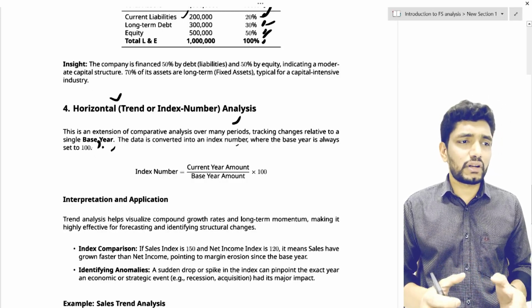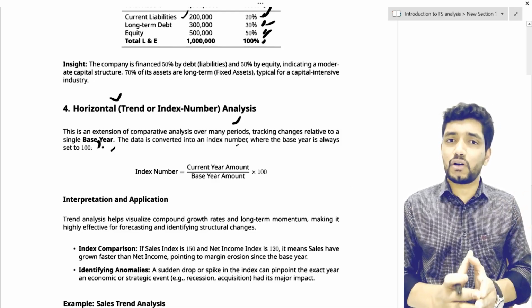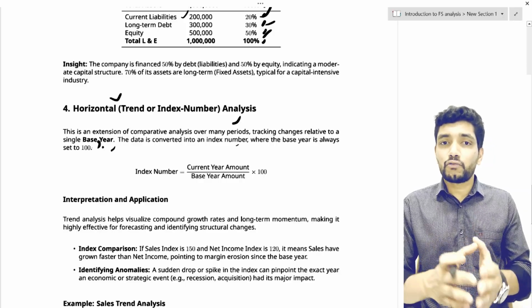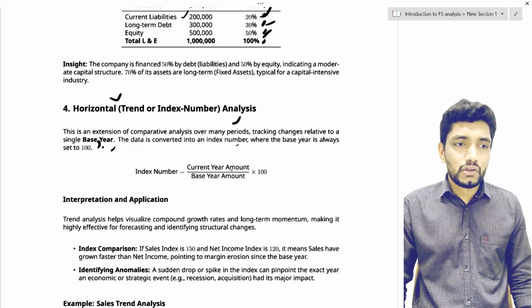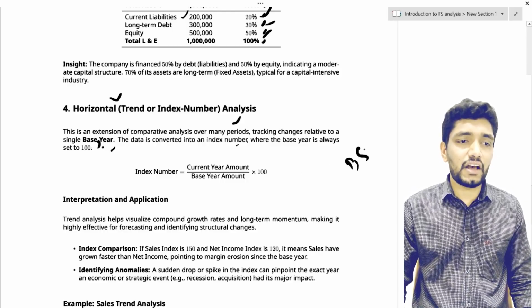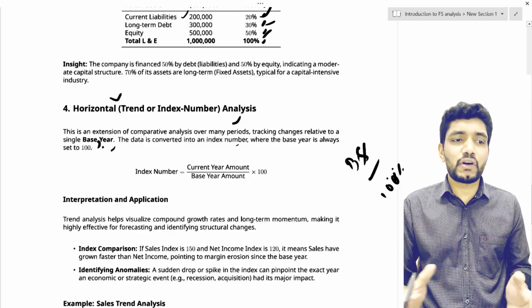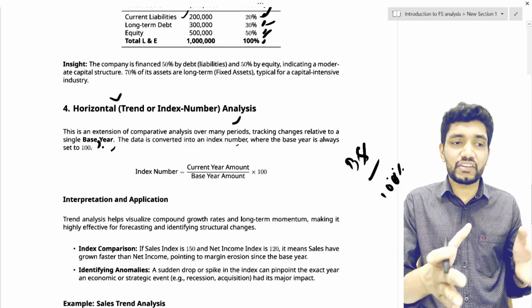So the horizontal or index or trend analysis is a powerful tool to track the performance of the financial statement for multiple periods. So in trend analysis, the base year is set as 100%, all the values of the base year are set as 100%, and the corresponding years are expressed as a percentage of the base year.